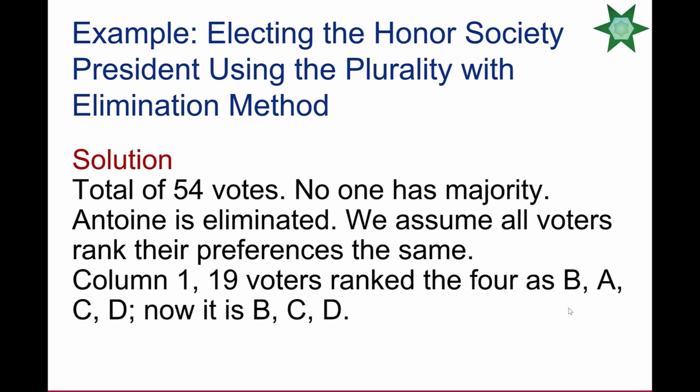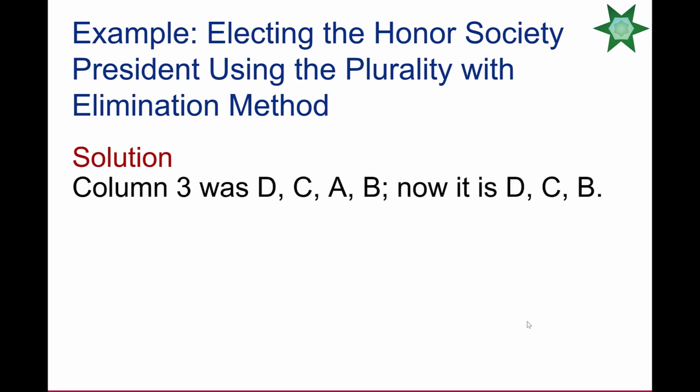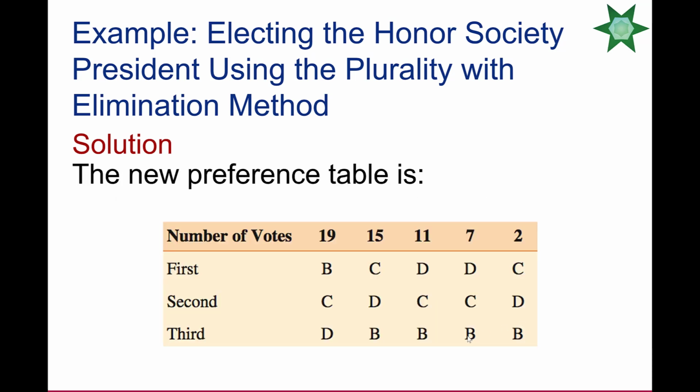Now, because we have a preference table, we don't actually have to do another election. What we're going to do is just eliminate Antoine from the preference table. Basically what we've done is take Antoine out of every location in here, and so we end up now with only first choice, second choice, and third choice among 3 candidates.